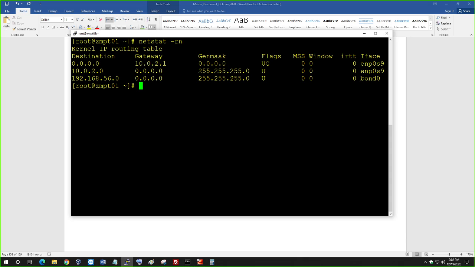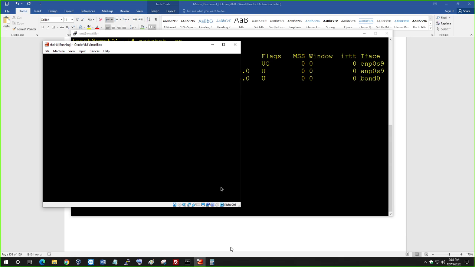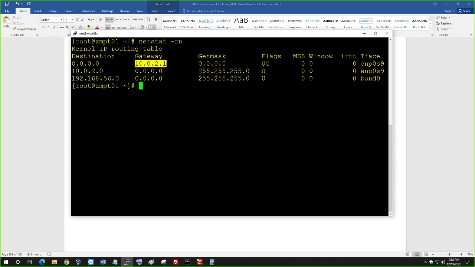And then the other entries are not the gateway here. So why is this gateway showing up? Because this is coming in from the NAT gateway. I don't want to confuse you here by talking about NAT.